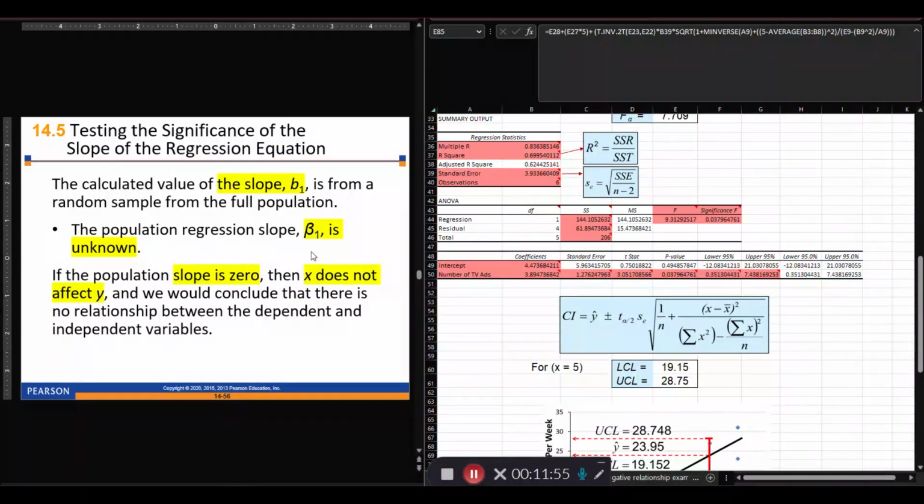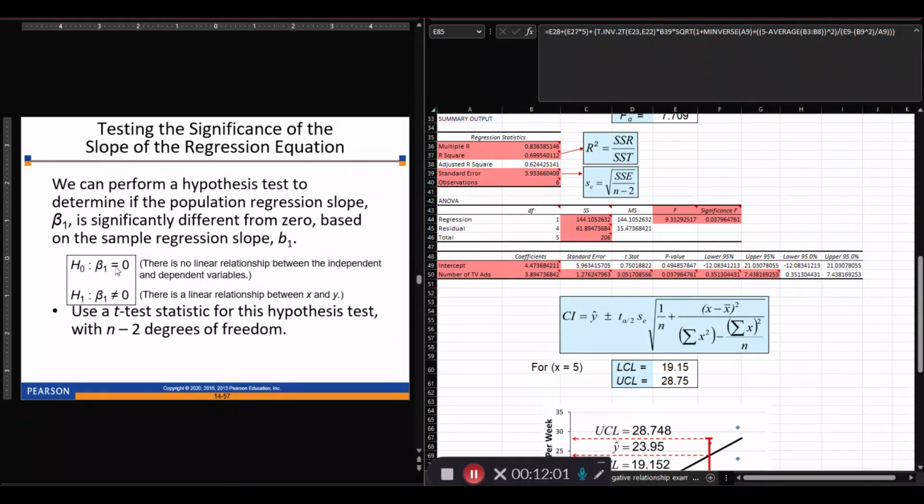And guess what? You don't need to do this. You have the values already here. I'm going to show you how, but let's start with how the hypothesis statement looks. So the null hypothesis would be that beta 1 is 0. Unless there is evidence that there's a significance, we assume that it equals 0. So the original assumption is that there is no relationship.